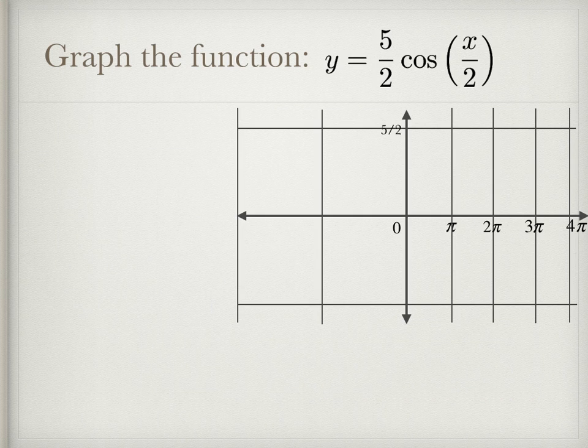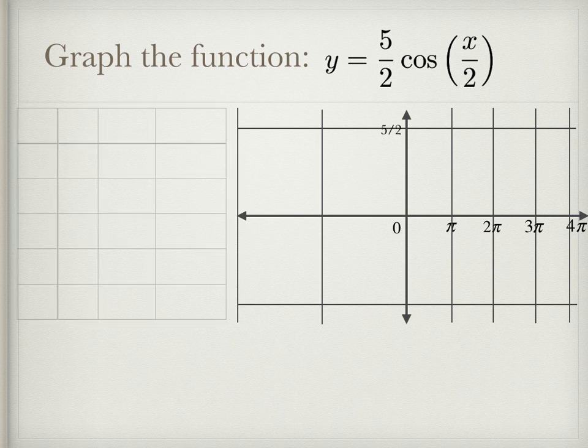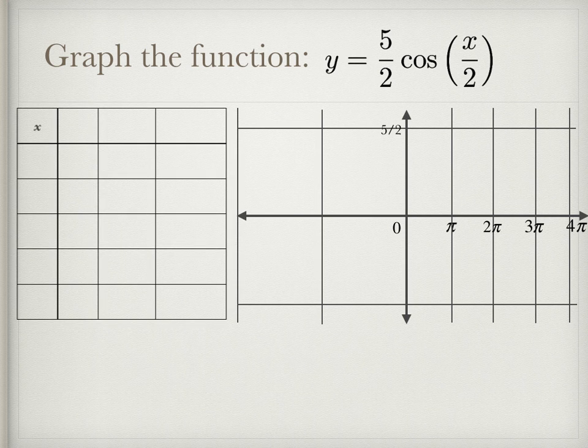Let's move on to cosine. Once again, our typical input values that we would use on a table of values would go from 0 to 2 pi, and we would use increments of pi over 2. But because I'm doing cosine of x over 2, I want to start with double the typical input values. And x will be my input. I will be using increments of pi instead of pi over 2 because I need to divide those inputs by 2.